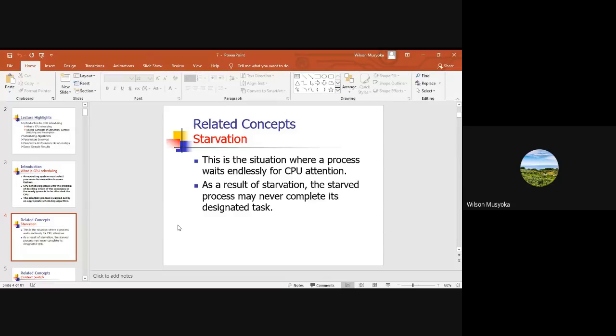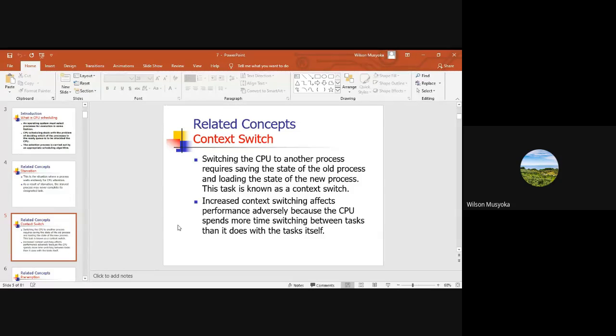Now, when we are looking at CPU scheduling, there is a concept we call starvation. And this is a situation whereby a process waits endlessly for CPU attention, or a process keeps on waiting, but the CPU does not respond to that process. And as a result, the process is starved and may never be completed. Then there is also context switching, whereby the CPU has to switch between one process and another one. So that is also a very important concept.